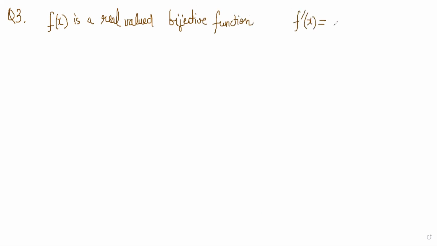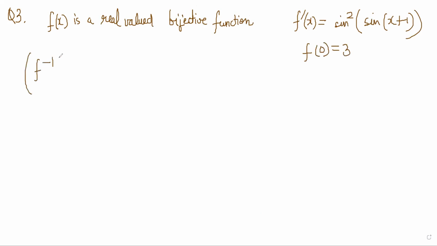The question is, if f(x) is a real valued bijective function, satisfying f dash x is equal to sine square sine of x plus 1, and f of 0 is equal to 3, then what is the value of f inverse double derivative at 3? You have to find the double derivative of f inverse at 3.